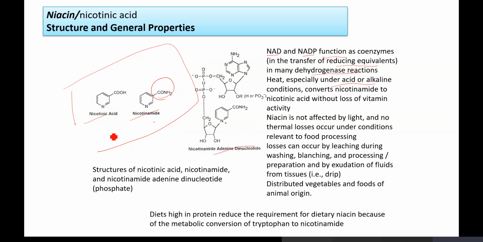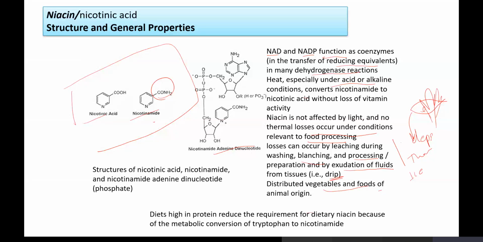Niacin is not affected by light, and no thermal losses occur under conditions relevant to food processing, but losses can occur during leaching, washing, bleaching, blanching, processing, preparation, or exudation of fluid from the tissue, called drip loss. For example, if you keep leafy vegetables in the deep freezer, the tissues are frozen, and when you thaw them, drip loss takes place, the exudation of fluid from the tissues because of damage caused by ice formation. So distributed vegetable foods of the animal.